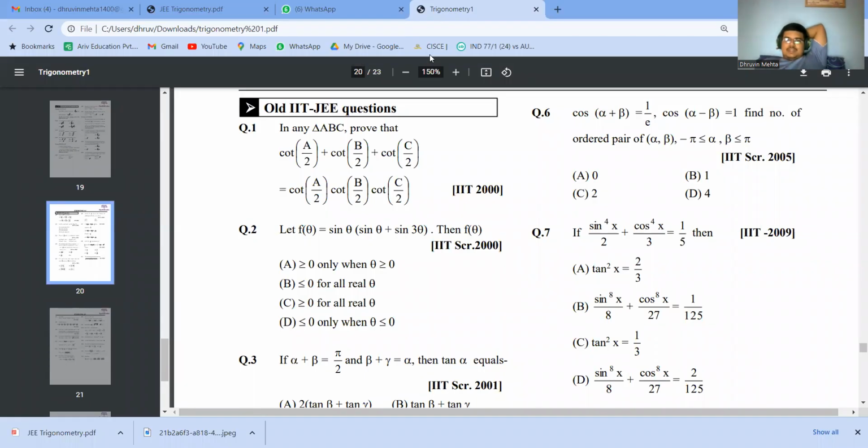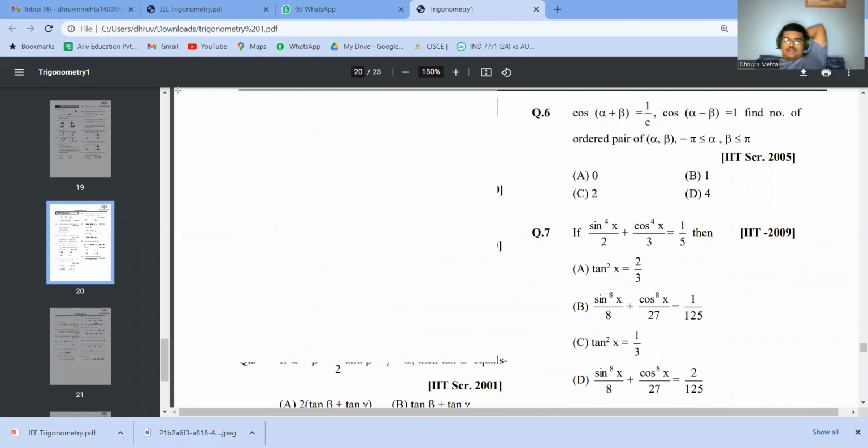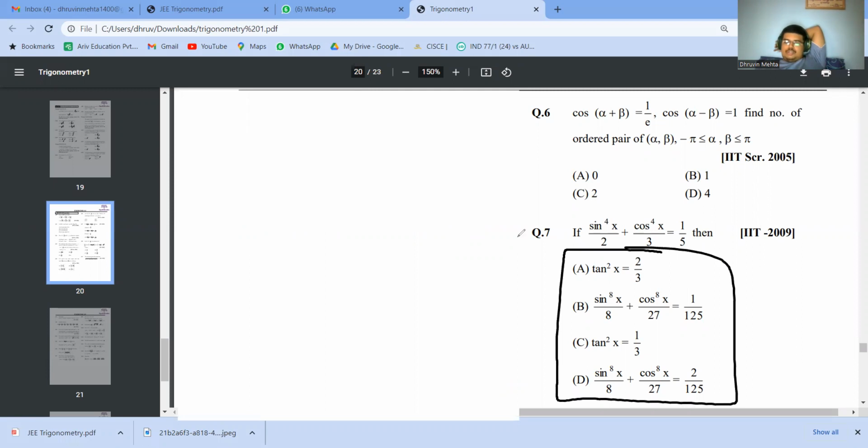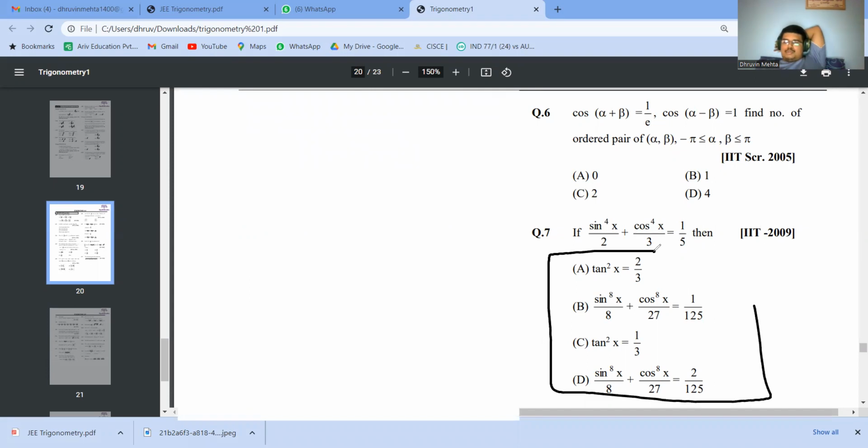So think about this, guys. The seventh one: we have sine raised to 4x upon 2 plus cos raised to 4x upon 3 equal to 1 by 5. So tell me, what do you think we should do? Where should we start? You have to check these options. If we can find, let's say, the value of sin x or cos x, one of those, then we can check all the options. So tell me, how do we start with this question? What do you think, Trisha? Muskan? Arush?